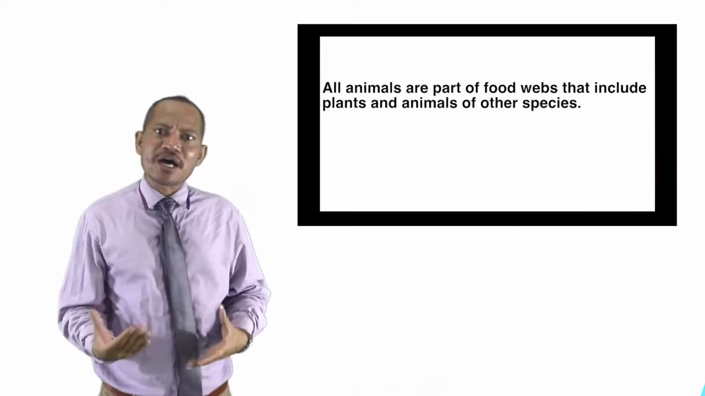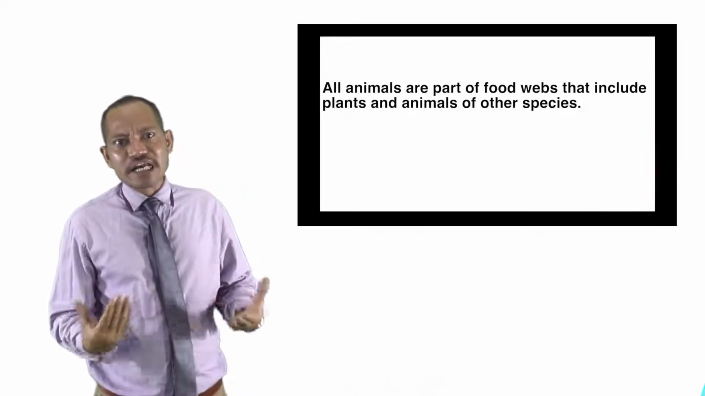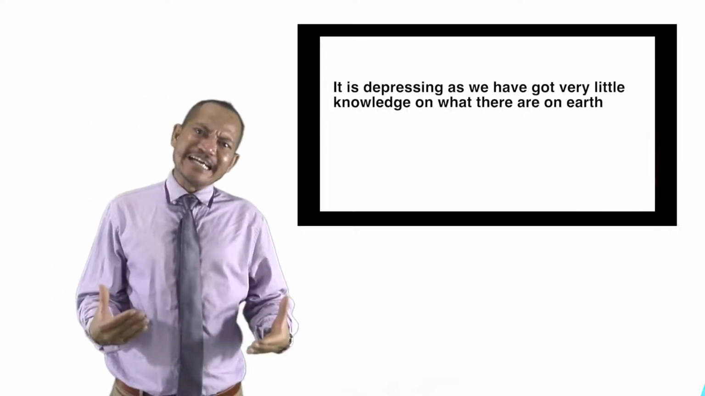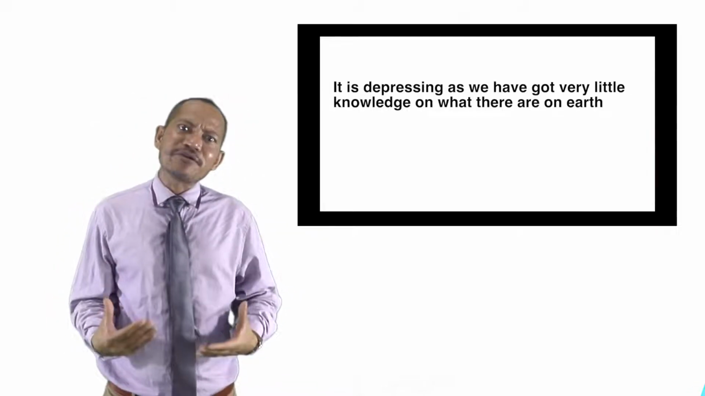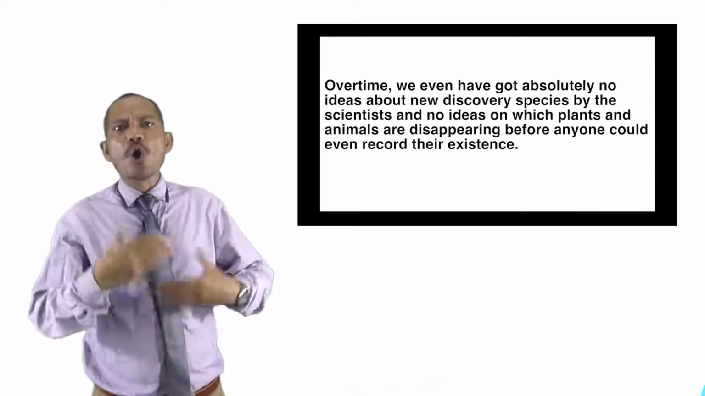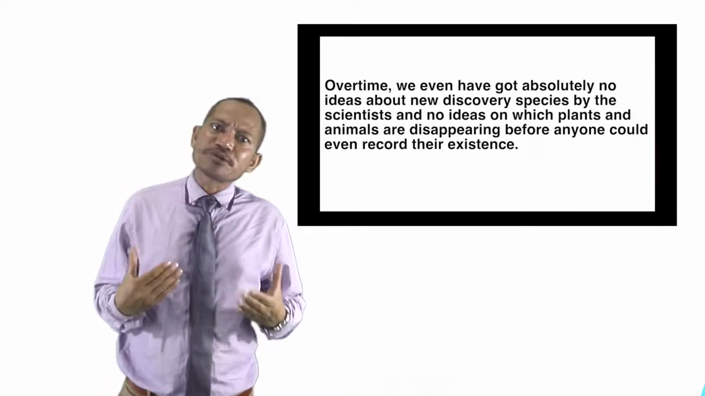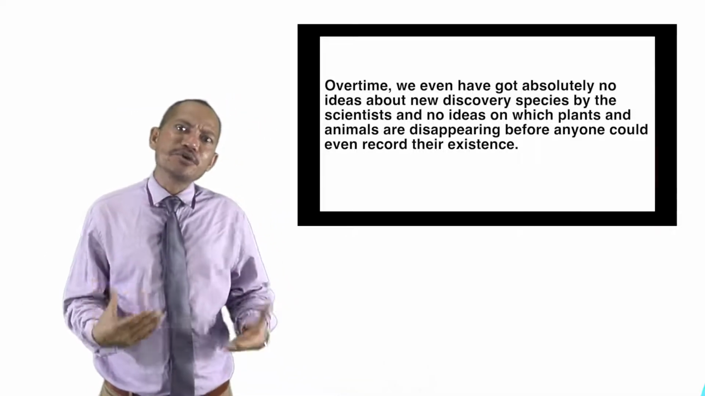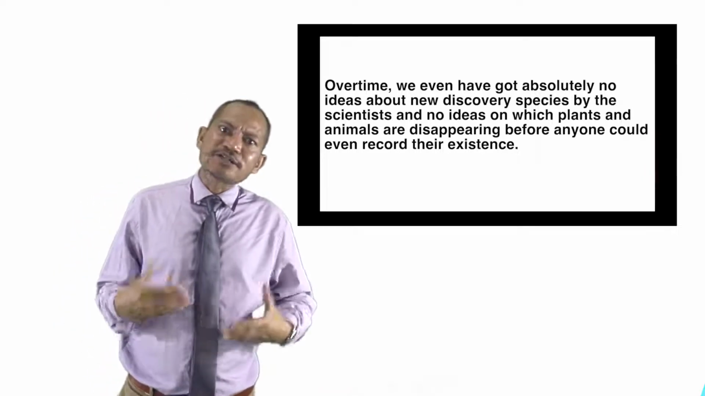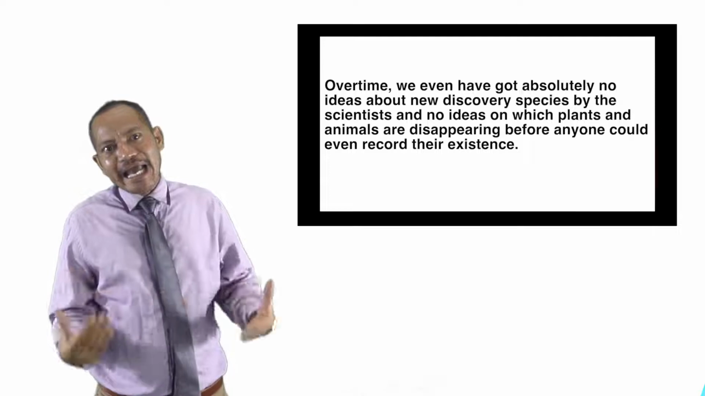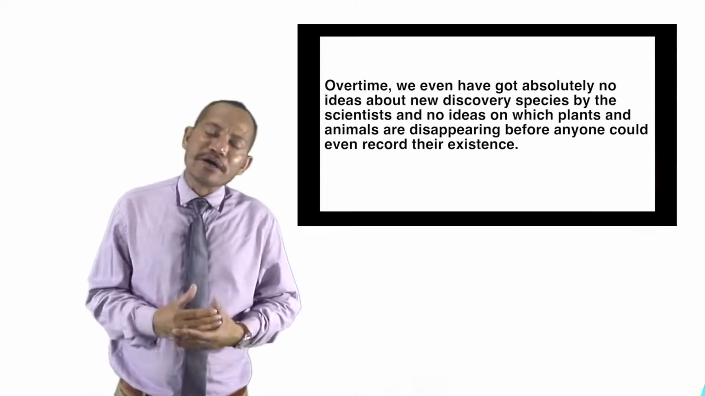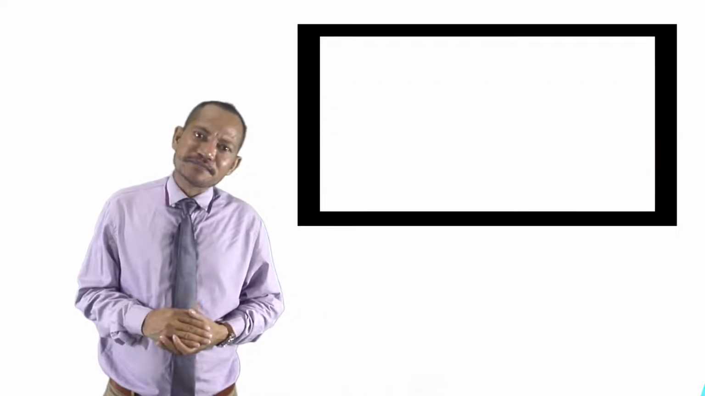All animals are part of food webs that include plants and animals of other species. It is depressing as we have very little knowledge of what there is on Earth. Over time, we have no ideas about new species discovered by scientists, and no ideas on which plants and or animals are disappearing before anyone could even record their existence.